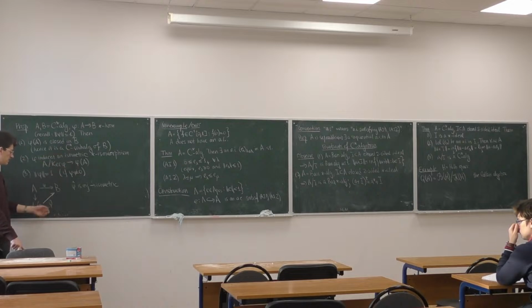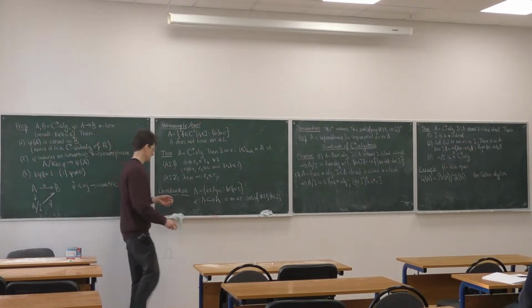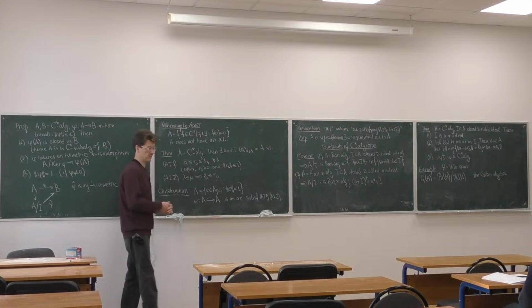And also, since phi hat is isometric, its norm is 1, but the norm of phi and the norm of phi hat are the same. So the norm of phi is exactly 1. Okay, so that's all for today.